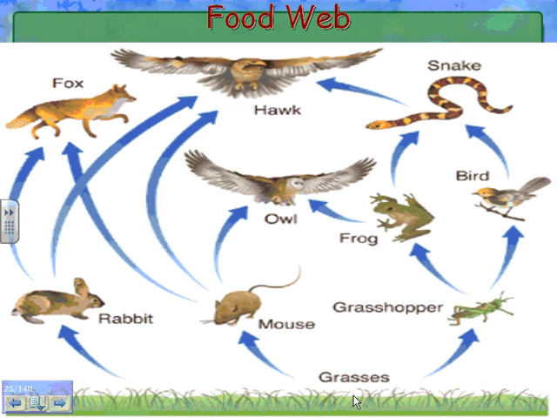Here's another food web. Again, you've got the grasses as the producers. Here's your primary consumers or herbivores. And then the next level up is showing you the carnivores.